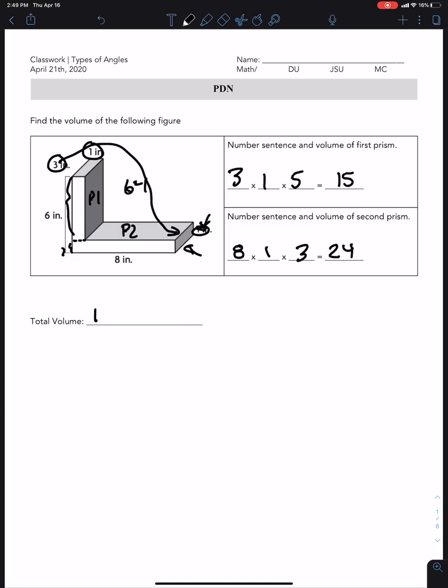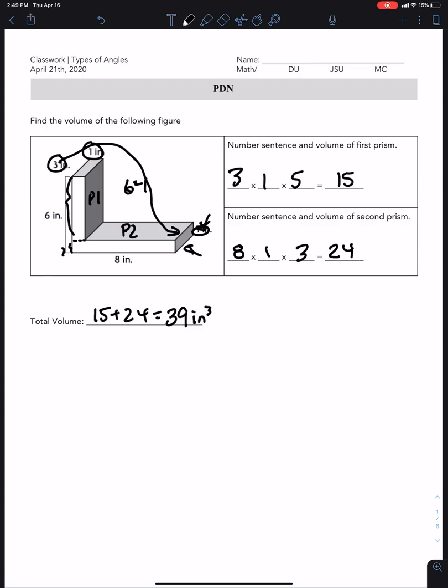So you do 15 plus 24, which gives you 39 inches cubed. All right. And I think there were like 2 people who got that correct. But it was literally just make sure you're slowing down and breaking the total shape into smaller shapes.